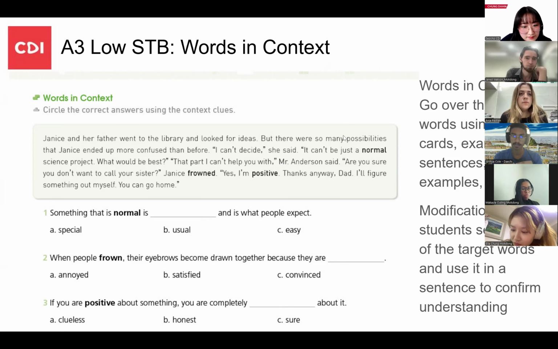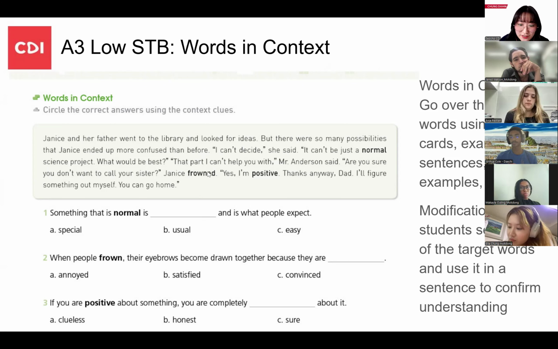Yes, so you can see the vocabulary words that correlate to the questions are bolded in the reading, and you should go over these words using media cards. You can use example sentences or elicit examples or any other way that your teaching style sees fit to get these students to understand the meaning of the words.